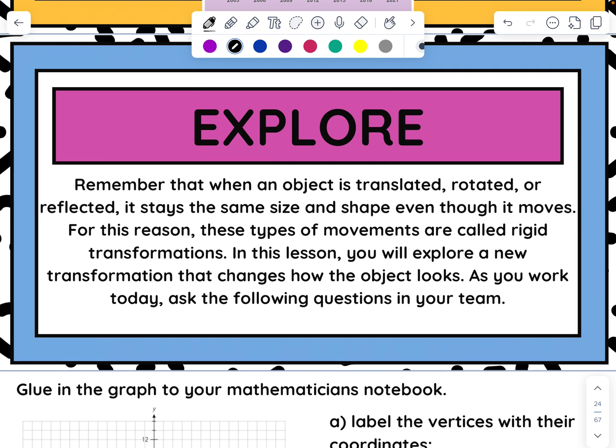The explorer says, remember that when an object is translated, rotated, or reflected, it stays the same size and the same shape, even though it's moving around. For this reason, these types of movements are called rigid transformations. Today, we're going to explore a new transformation that changes how an object looks. Make sure you write down questions, ask your teammate questions if you have them, and I'll be happy to answer them when I return.